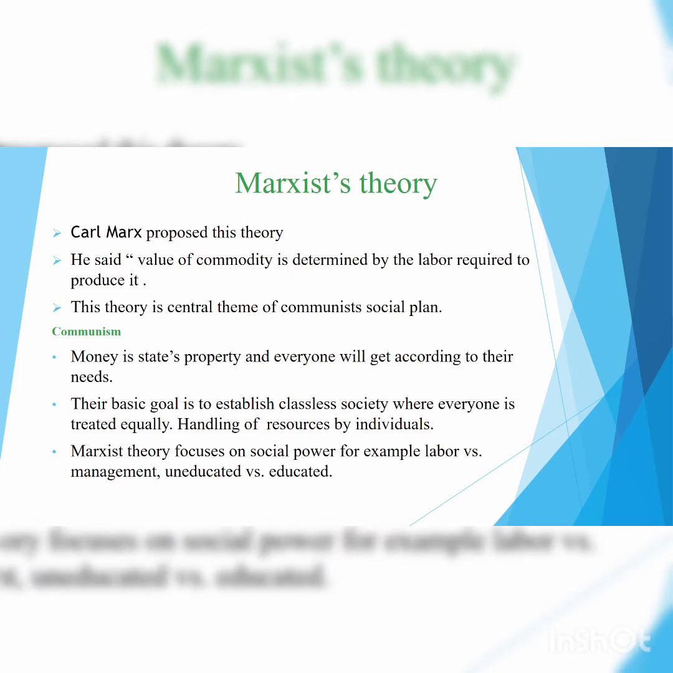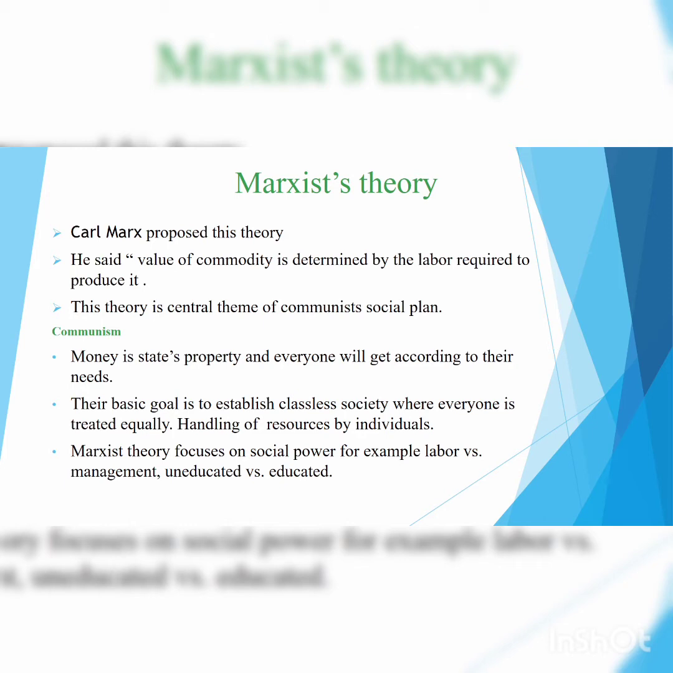Now I'll discuss the Marxist theory. Karl Marx proposed this theory and he said that the value of a commodity is determined by the labor required to produce it. This theory is the central theme of the communist social plan. Communism. What is communism? In communism, the money is the state's property and everyone will get according to their needs.